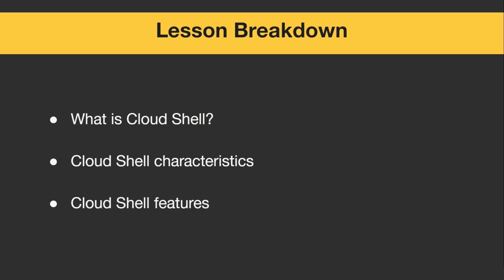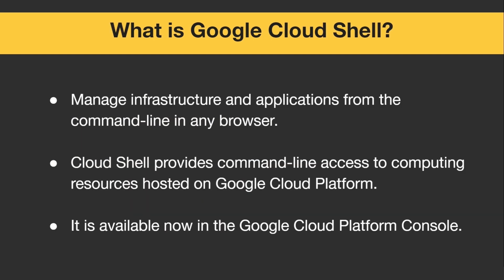So if you want to learn more, we have to break down the lesson further. We will start with what is Cloud Shell, Cloud Shell characteristics, Cloud Shell features. So manage infrastructure and applications from the command line in any browser. Cloud Shell actually provides command line access to computing resources hosted on Google Cloud Platform, and it is now available in the Google Cloud Platform console. You can just click and then start working.